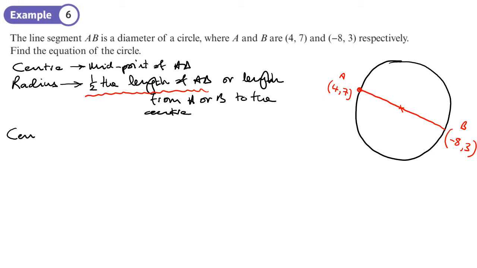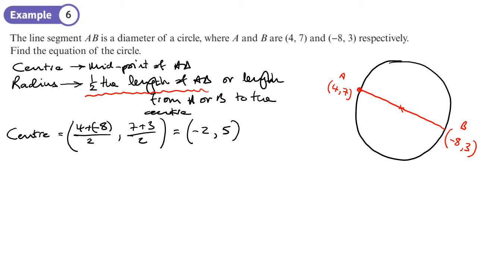So the centre is going to be, let's add the x coordinates, 4 plus -8 divided by 2, and the y coordinates, 7 plus 3 divided by 2. So what does that give us? -4 divided by 2, -2. 7 plus 3, 10 divided by 2, 5. Right, so that's the coordinate of the centre. We'll use that in a minute.